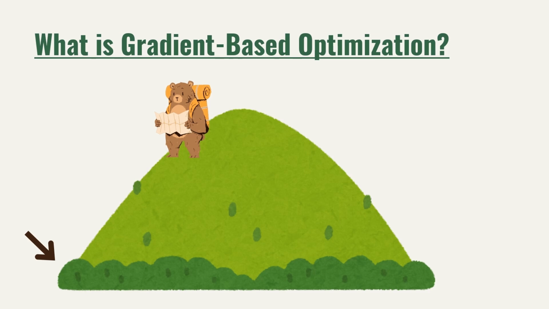When reaching the bottom, you have to consider some points. First one is initial guess. You start hiking at a random point on the mountain. This is your initial guess. You don't know if it's closer to the valley or not, but it's your starting point.